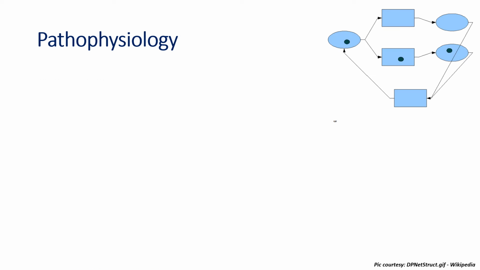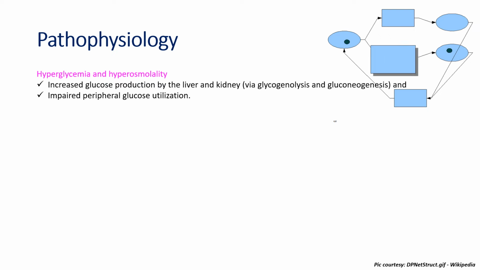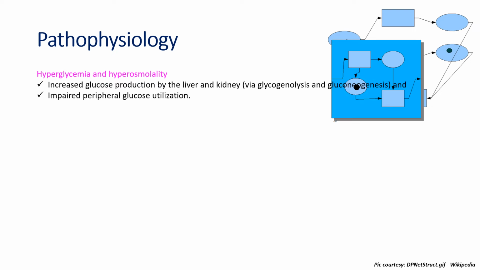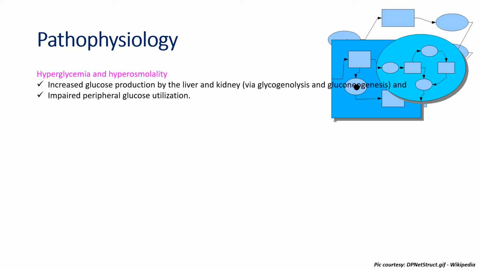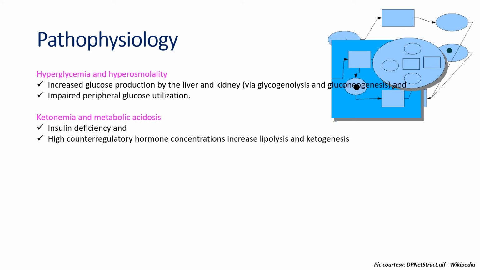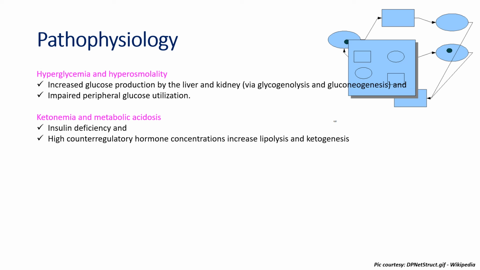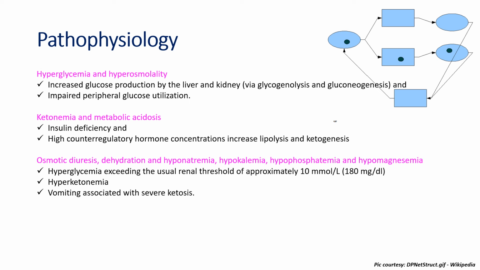Pathophysiologically, we must know that hyperglycemia and hyperosmolarity are because of increased glucose production by the liver and the kidney via glycogenolysis and gluconeogenesis, and because of impaired peripheral glucose utilization. Ketonemia and metabolic acidosis are because of insulin deficiency and high counter-regulatory hormone concentrations, which also increase lipolysis and ketogenesis.